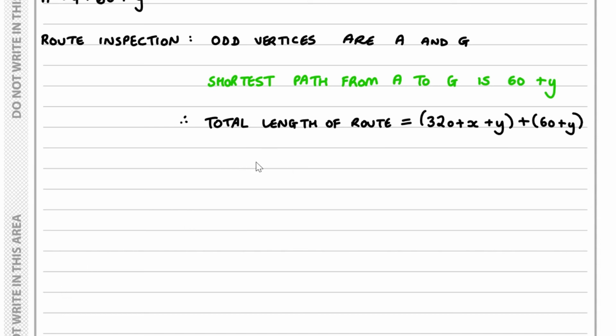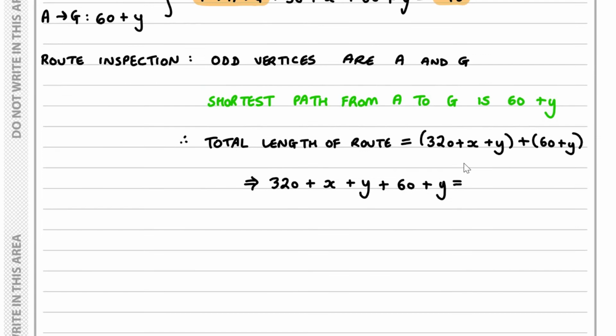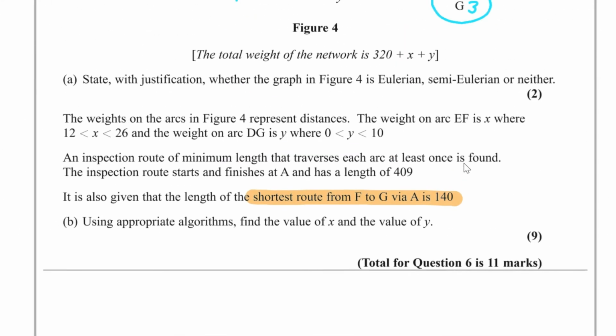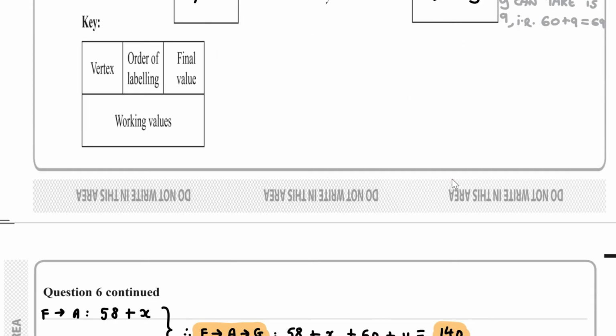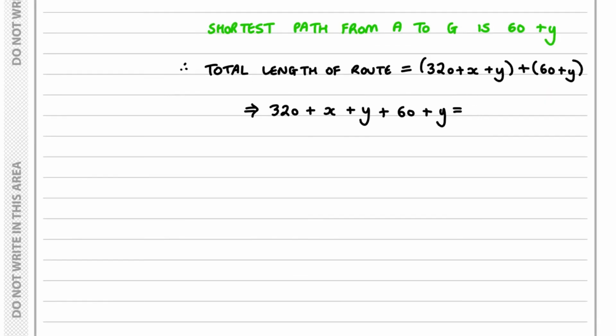In other words, the total length of the route will be over here 320 plus x plus y plus 60 plus y equals, if we go back to the question, 409. Okay, so this is equal to 409.